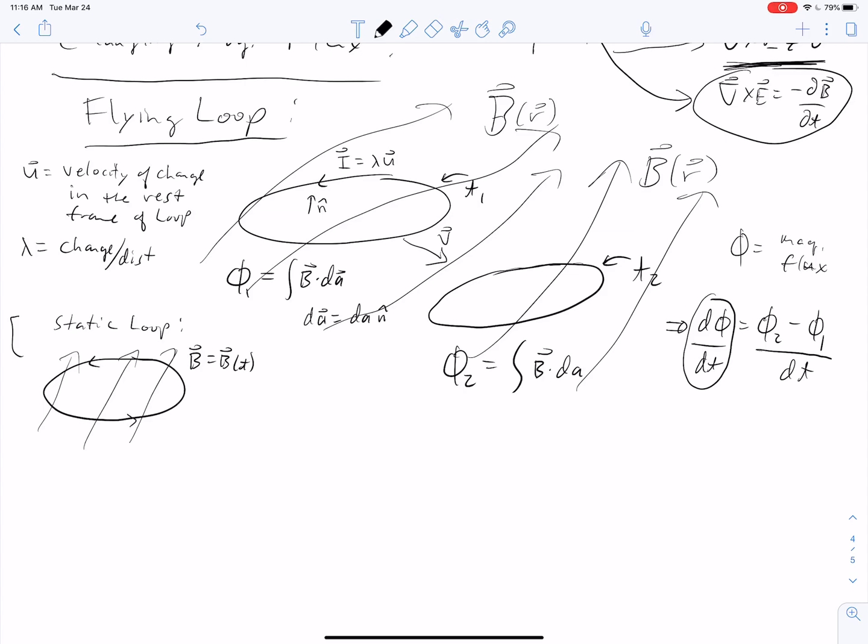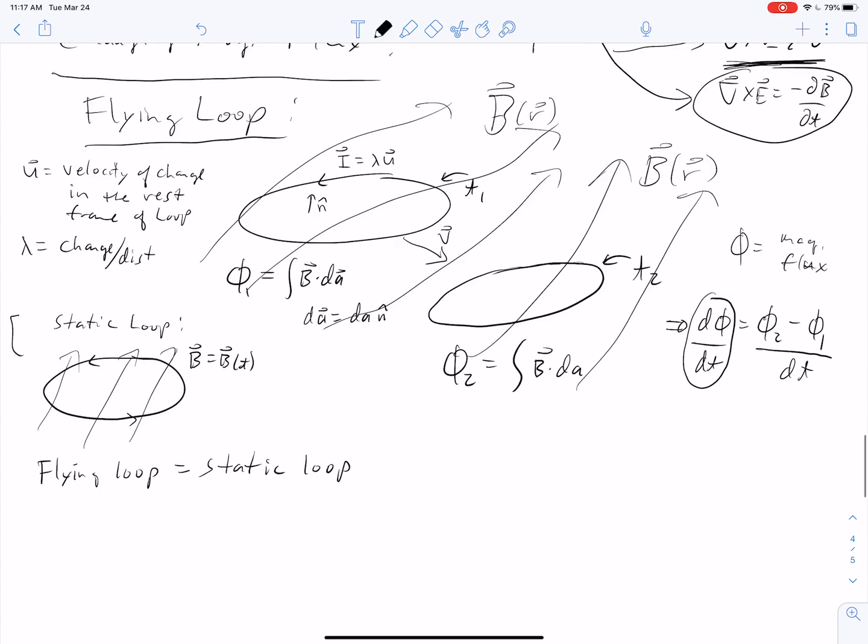But the point that I want to make, and maybe this won't be completely obvious to you at first, but think about it, and then you'll see that it's true, is that the flying loop is equivalent to the static loop. So whether you approach this from the flying loop perspective or the static loop perspective doesn't really matter. One is the same as the other.